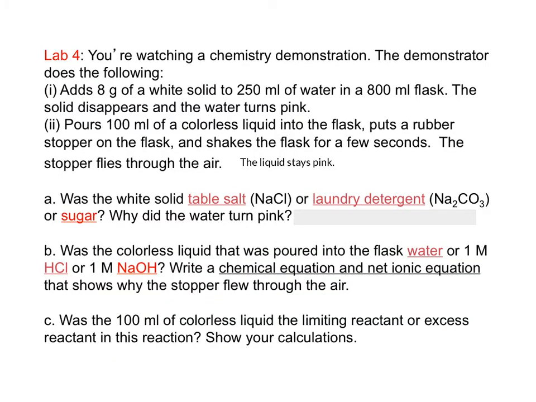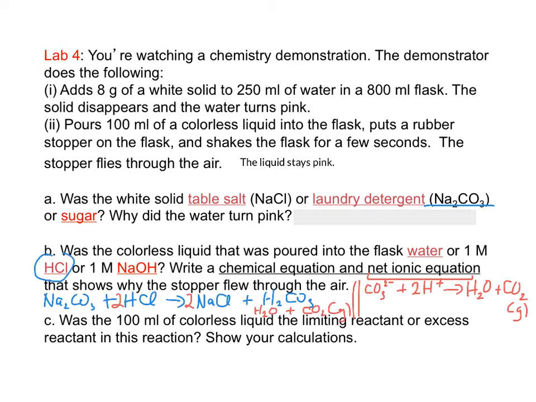Here are the answers. Laundry detergent is the solid. Laundry detergent is the only base of these three solids. The water turned pink because a drop of phenolphthalein was added. For B, the colorless liquid is HCl. HCl is a strong acid and reacts with a sodium carbonate base. CO2 gas is produced and pops the stopper off the flask.